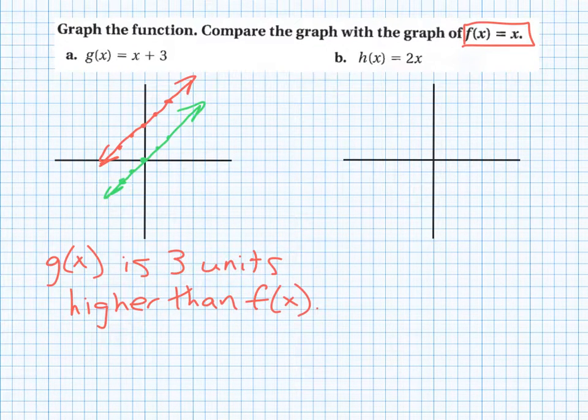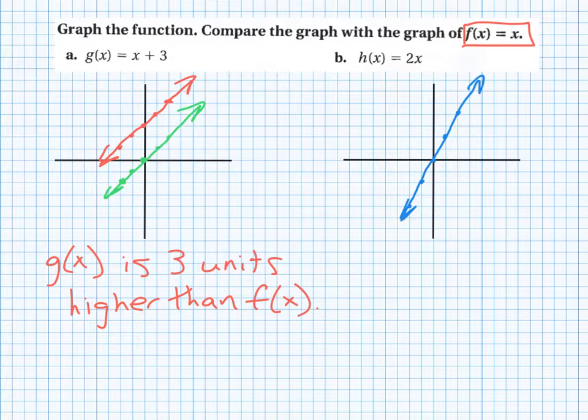For our next graph, we have h of x equals 2x. So here we don't have a y-intercept. Our y-intercept is 0. And we do have a slope, though. The slope is 2. So up 2 to the right 1, up 2 to the right 1, and we'll go in the other direction, down 2 left, down 2 left. And we'll draw our line.